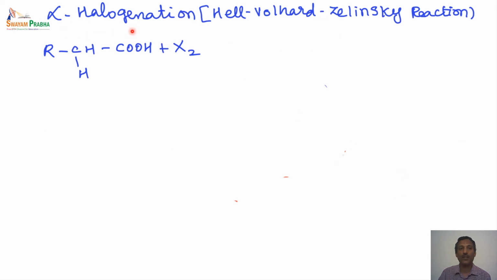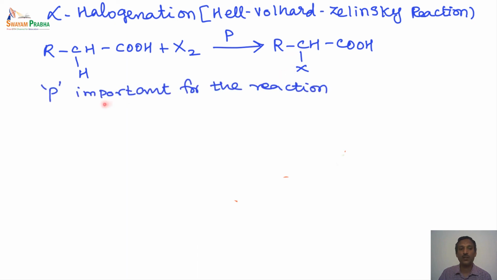The next reaction is the halogenation reaction, that is the alpha halogenation reaction. The name reaction for this particular transformation is the Hell-Volhard-Zelinsky reaction. Here the alpha hydrogen with respect to the carboxylic acid is converted to a halogen. So the carboxylic acid when treated with halogens in the presence of phosphorus gives this particular halo derivative. For this reaction to happen, the phosphorus is very important. In the absence of phosphorus, this reaction does not produce a measurable yield of the corresponding halo derivative.